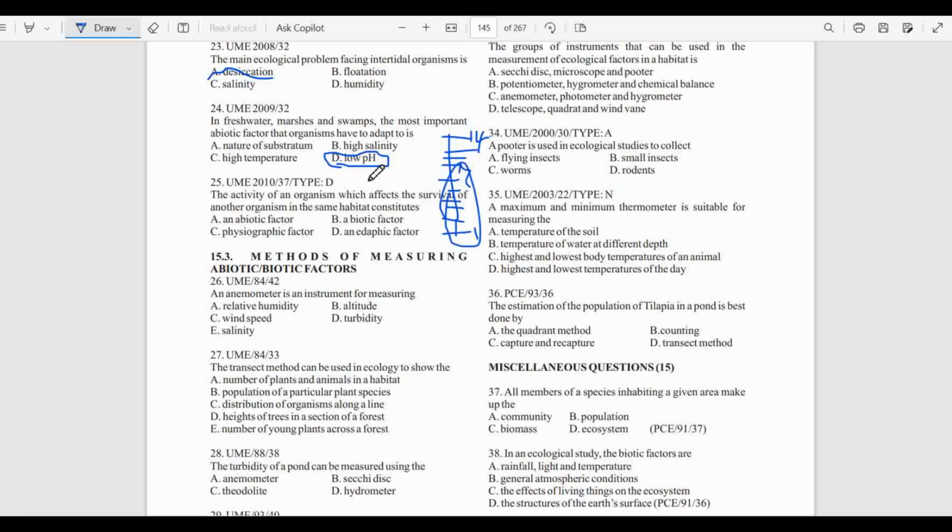Question 25. The activity of an organism which affects the survival of another organism in the same habitat constitute A, abiotic factor, B, biotic factor, C, physiographic factor, D, edaphic factor. I think that's a straightforward answer. One organism affecting the other. Both of them are living. Biotic factor. B is the right answer.